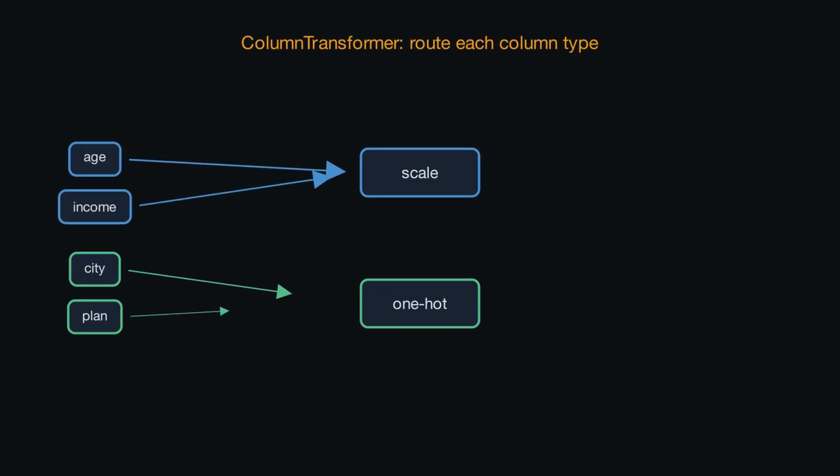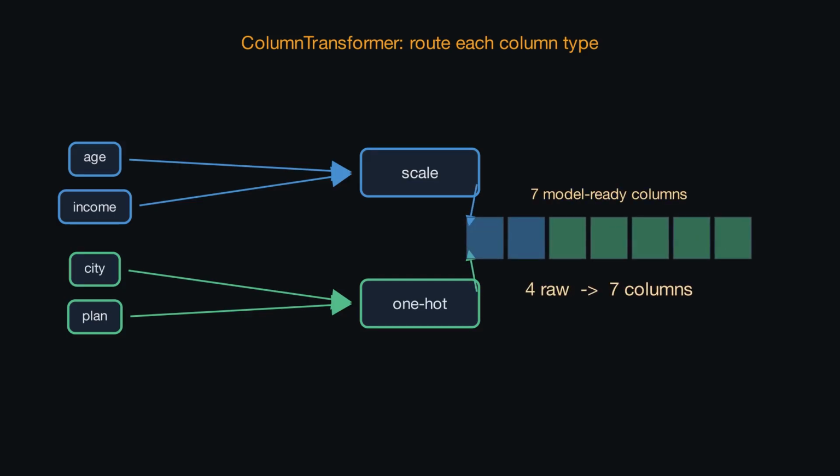But tabular data has a twist. Different columns need different treatment. That is the job of a column transformer. The numeric columns, like age and income, go to a scaler. The category columns, like city and plan, go to a one-hot encoder that turns each label into its own yes or no column. Both branches merge back into one clean feature matrix.